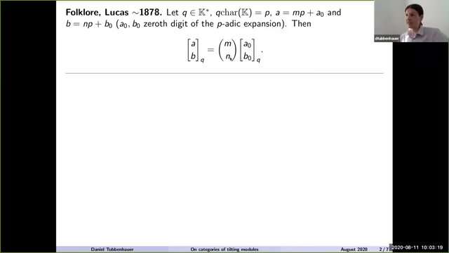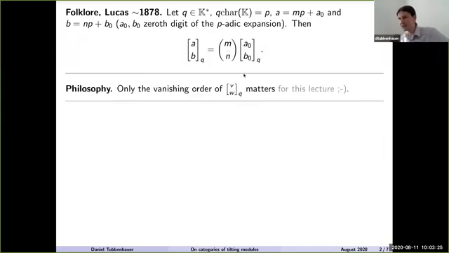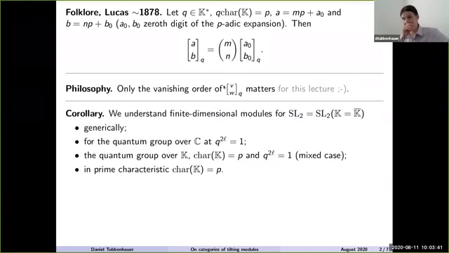Okay, and by the way, this is no typo. This is a quantum binomial. This is a regular binomial. We'll see it in a second live in action. And kind of the whole philosophy I want to sell today is that only the order of vanishing of this binomial matters in characteristic P and in the quantum group case, and for tilting modules and simples and everything in the representation theory of the category of SL2.